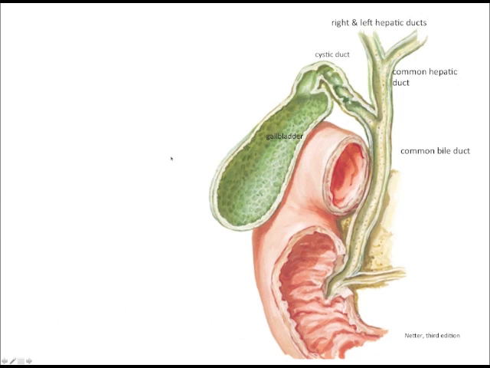The common bile duct enters the first part of the small intestine along with the pancreatic duct. The first part of the small intestine is the duodenum. We'll discuss how bile is formed by the liver hepatocytes in lecture on Tuesday.